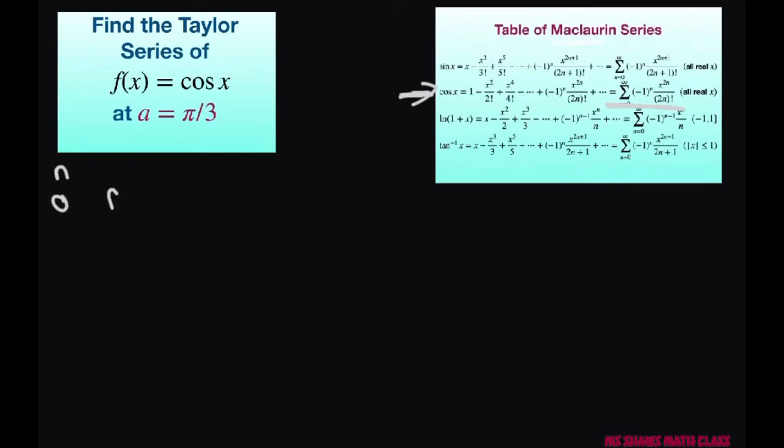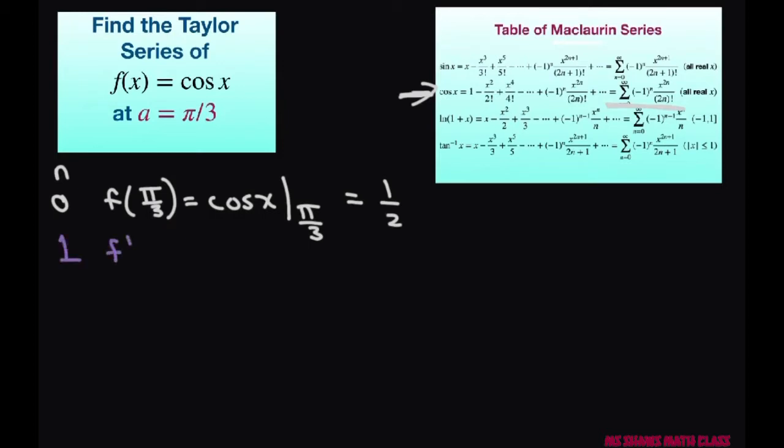So we're going to do f(π/3). And this is for f(x) = cos(x), evaluating at π/3. That equals 1/2. Then at n = 1, we take our first derivative at π/3, and that's going to equal negative sine of x at π/3. That's going to equal negative square root of 3 divided by 2.